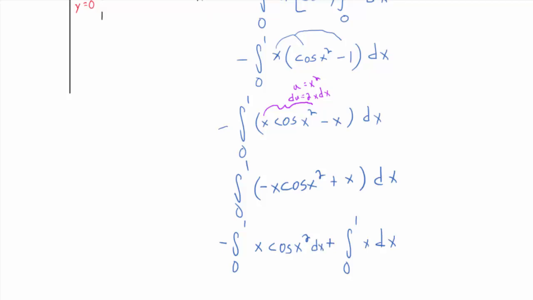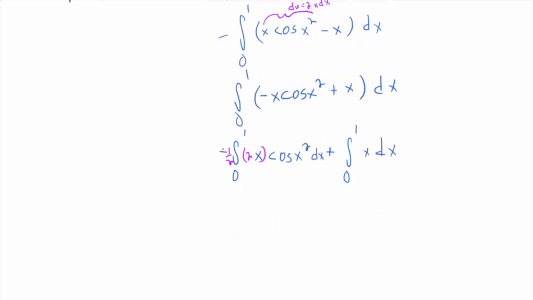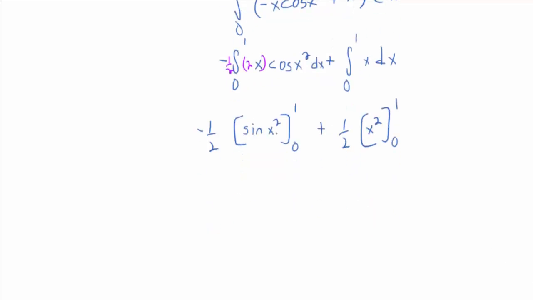All right, so we need a 2x to have a perfect du, don't we? Which means we multiply by 2 inside and 1/2 on the outside. So this is really the integral of cosine of u du, with the negative 1/2 out front. So what does that turn out to be? Negative 1/2. Take the antiderivative, what do you get? Sine of u, which is x squared, evaluated from 0 to 1, and then we might as well do this other guy at the same time: 1/2 x squared evaluated from 0 to 1.